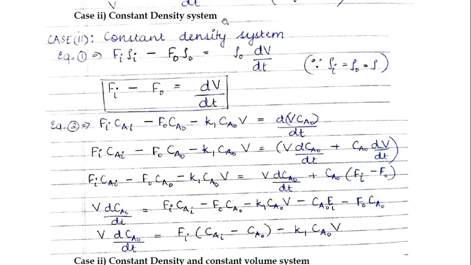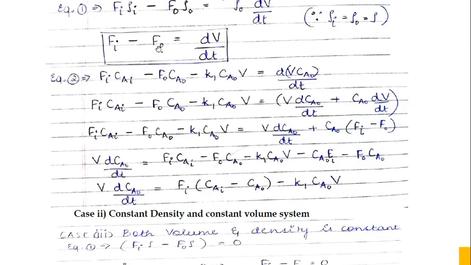When I say constant density, remember volume is not constant. Volume varies with respect to time. So since the density is the same, input and output, rho i, rho naught, rho, all are the same. So the rho comes out of the differential form and gets cancelled, right? So that Fi minus F naught equals dV by dt.